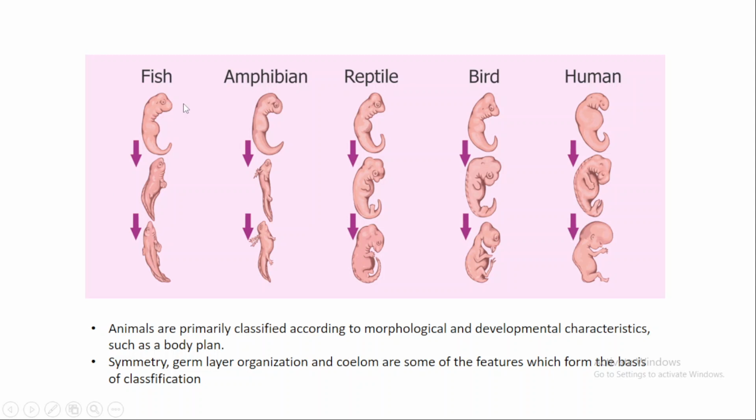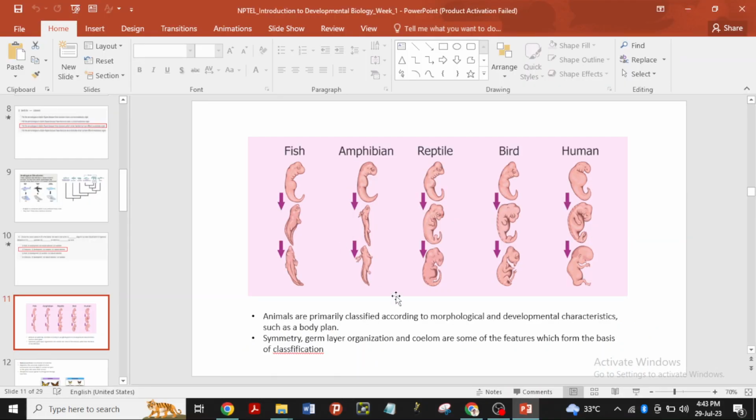According to that logic, if it was a true statement, then if fish is the lowest organism, all these organisms like amphibian, reptiles and birds would have a similar kind of development till this stage, and then start to diverge and form their own different structures. But that's not the case. Only at early stages they are conserved and then they diverge. So they have different courses of development.